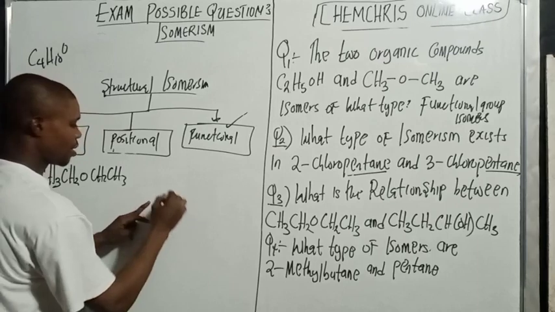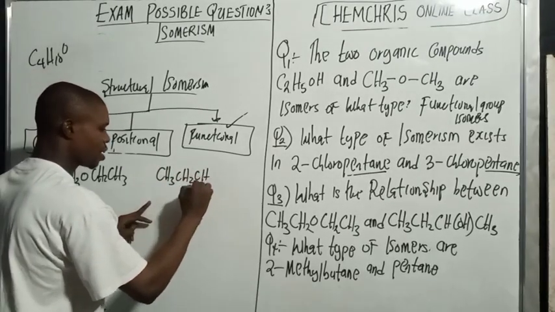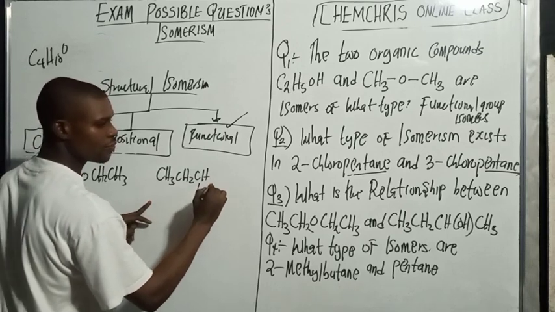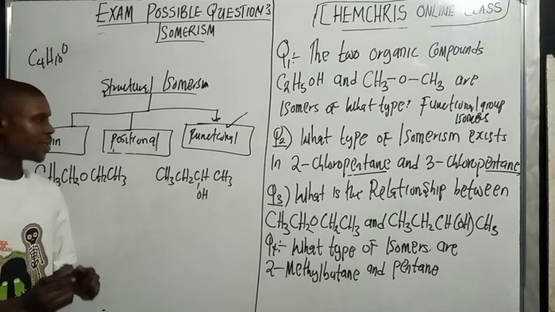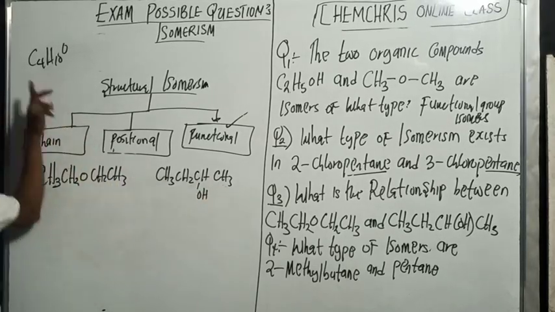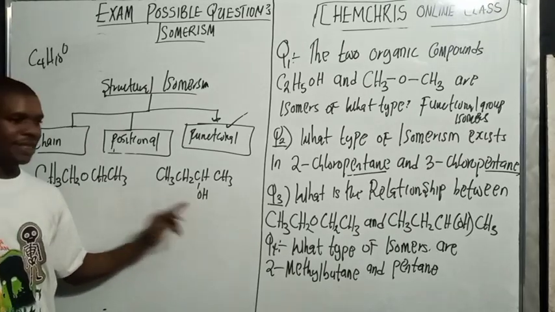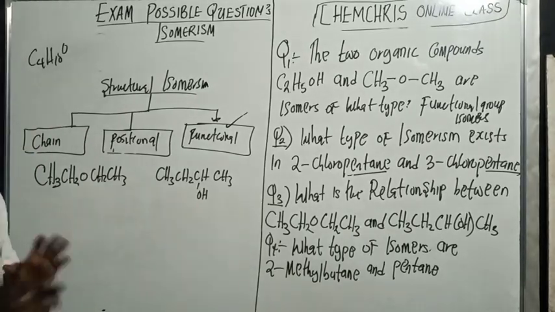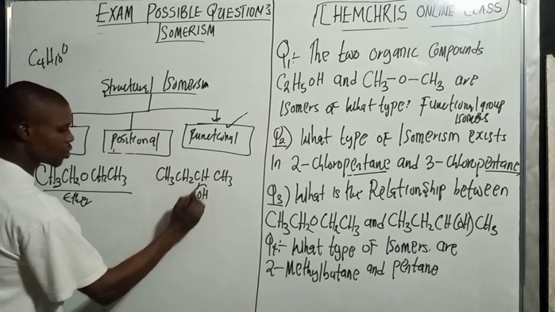Look at this guy. Here we have CH3, CH2, CH. Here we have OH. Here we have CH3. If you check it very well, it has 4 carbon, 10 hydrogen, 1 oxygen, right? But guess what? The functional group here is called ether. It's called what? Ether. The functional group here is called alkanol.